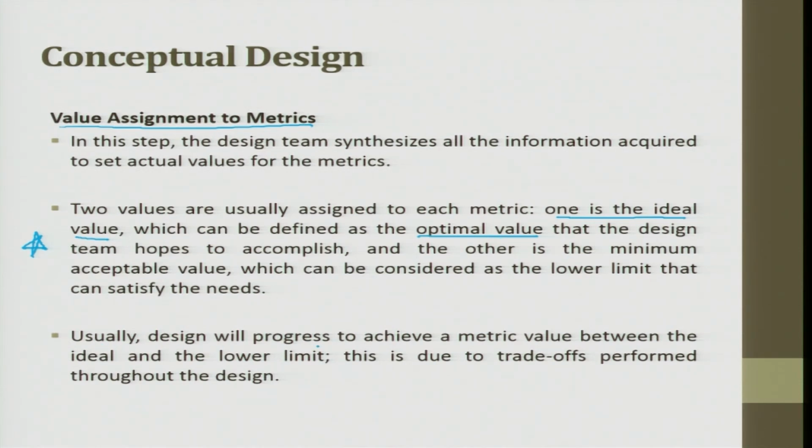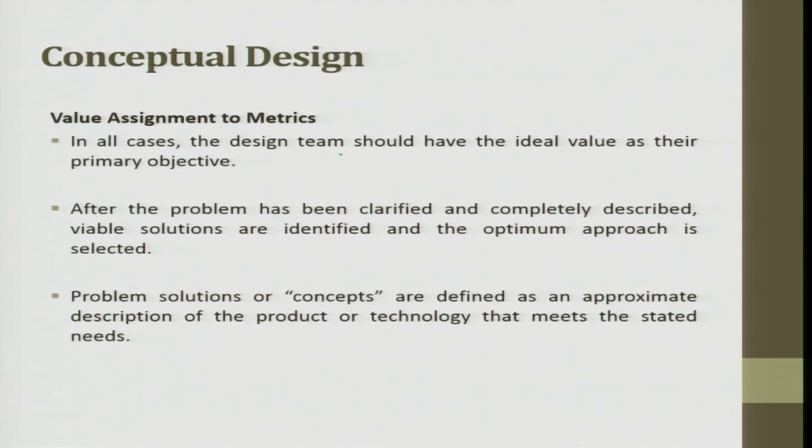Usually, the design will progress to achieve a metric value between the ideal and the lower limit. So, this is the top level, this is the bottom level. You will always try to have somewhere around here. This is what designers look out for. This is optimum, this is minimum. In all cases, the design team should have the ideal value as their primary objective.